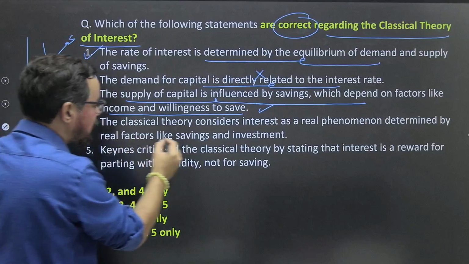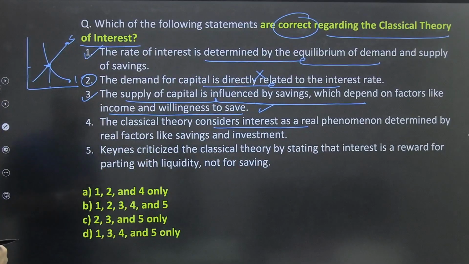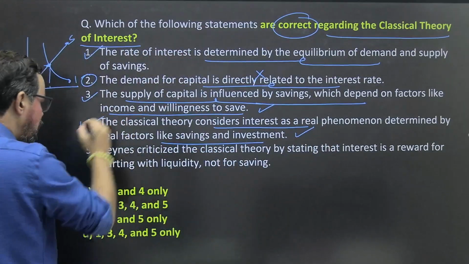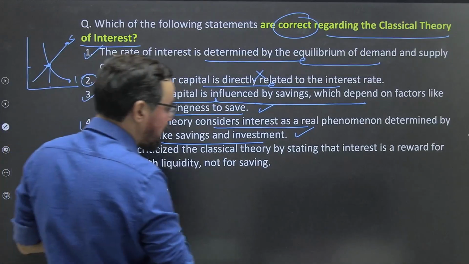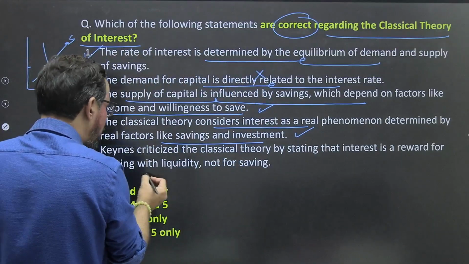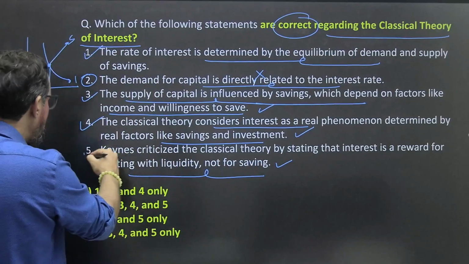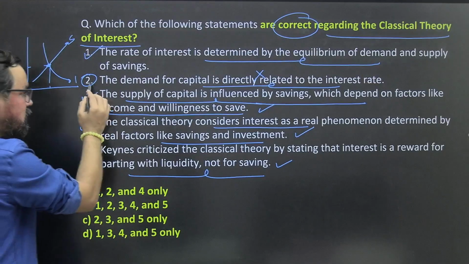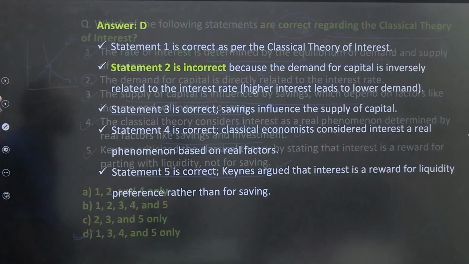The classical theory considers interest a real phenomenon determined by real factors like savings and investment, 100% true. Then the next statement: Keynes criticized the classical theory by stating that interest is a reward for parting with liquidity, not for saving. This is also correct. We'll come to this theory. So 1, 3, 4, 5 are correct, which means this statement is wrong. So option D should be the right answer for this question.